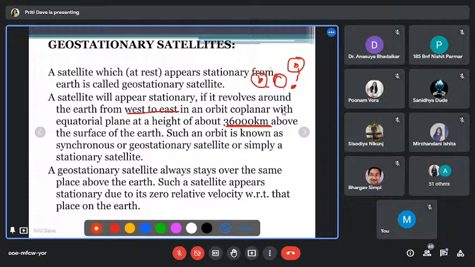Then this. So they have constellations of satellites. And the main purpose of a geostationary satellite is that it can give you information around the year.